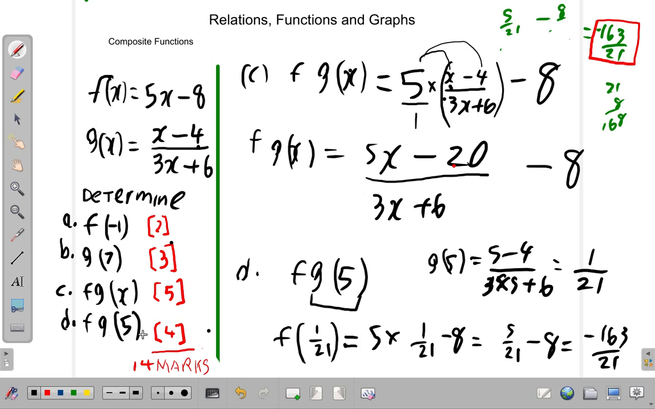Just find g of 5, then find f of that. In other words, you write g of x, then remove the x and put 5 there to get g of 5. And you work it out. After that, you find f of whatever answer you got here. In this case, we got 1 over 21 as the answer, so we found f of this answer. F of 1 over 21. 5 times 1 over 21 minus 8. Alright? So, those were a few examples on composite functions.